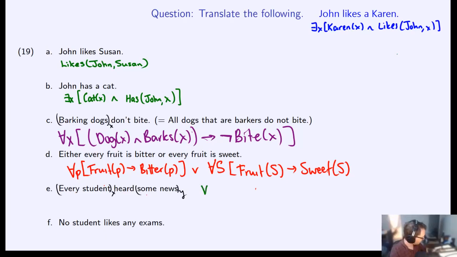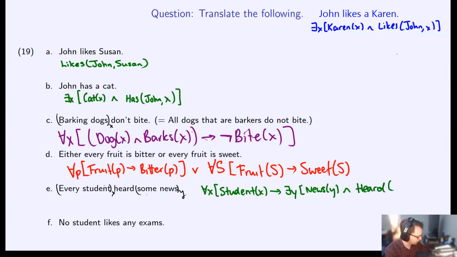So we can do one case where we pull student to the very front. So for all X, if X is a student, then we use the arrow. And now we're going to do some news. So this is every student, and now we'll do some news. So we'll say there exists a Y such that Y is news, and, because we're dealing with the existential, what's our predicate here? So heard. And who's hearing what? The order here matters. The students are hearing the news. So X is the student, Y is the news. So X is hearing Y.